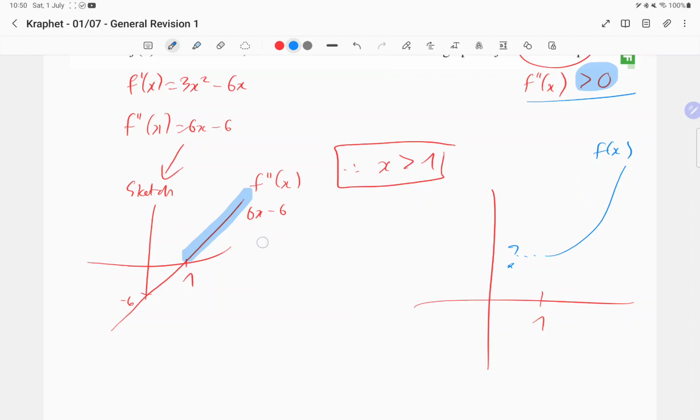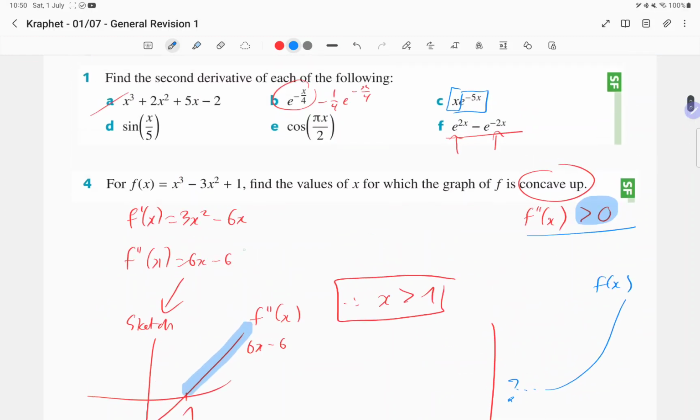Or if you want to solve it, there is another way. The second way would be: the second derivative must be more than 0 for concave up, and then you sub it in: 6x minus 6 is more than 0. Solve this inequality. Move the negative 6 over, 6x is more than positive 6, and then divide both sides by 6, then x is more than 1.